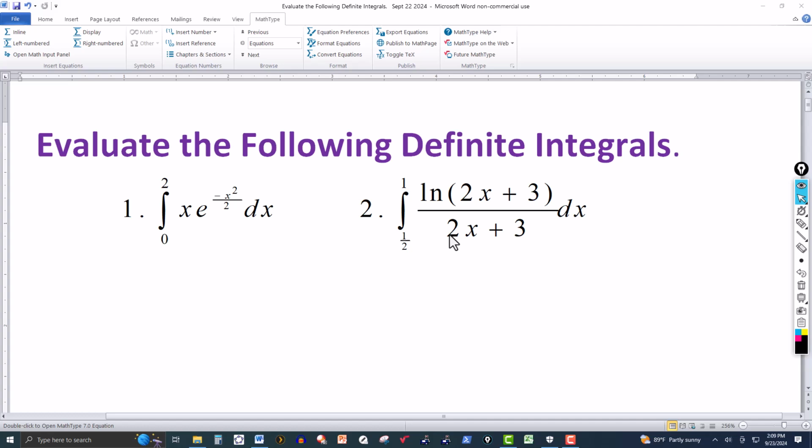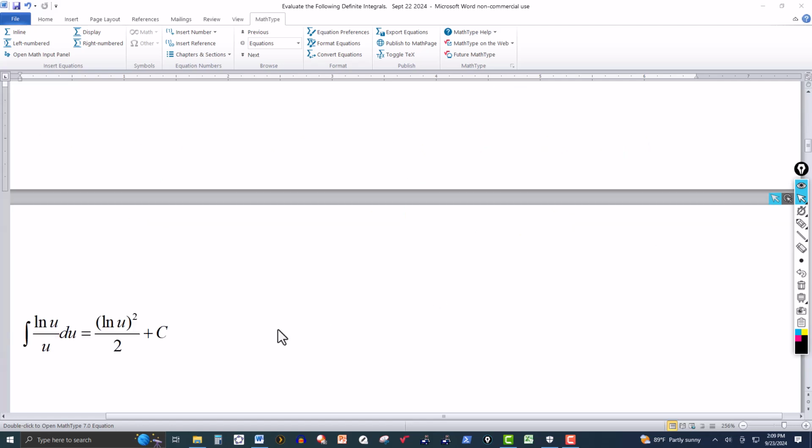Now for the second one, I'm going to use a formula that I used in an earlier video, and I've used it in other videos. It's this one right here. If you have the integral of ln of u over u with respect to u, and this could be an x here, ln of x over x dx, this would give you ln of x squared over 2 plus the constant of integration. If it's the u here, then it's ln of u squared over 2. Same thing. In our case, it's going to be u because we're going to use a U-substitution.